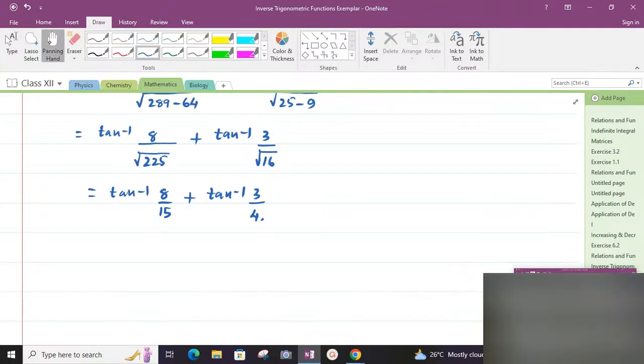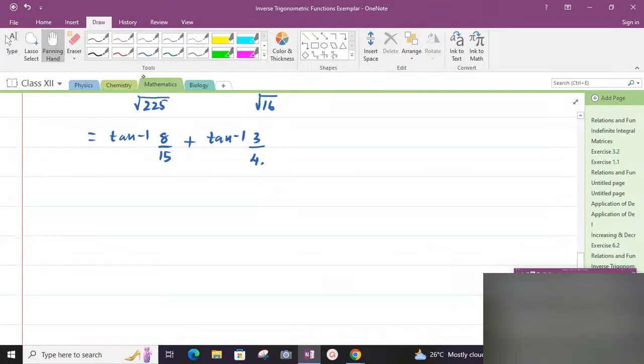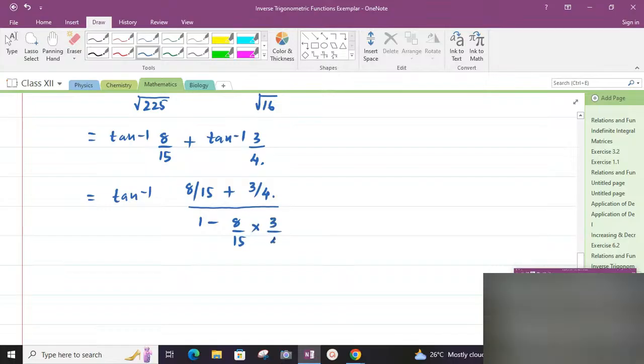So we recall this, or we directly write, equal to tan inverse of x plus y by 1 minus x into y. So we write 8 by 15 plus 3 by 4, by 1 minus 8 by 15 into 3 by 4. Hope there is no problem up to this step.